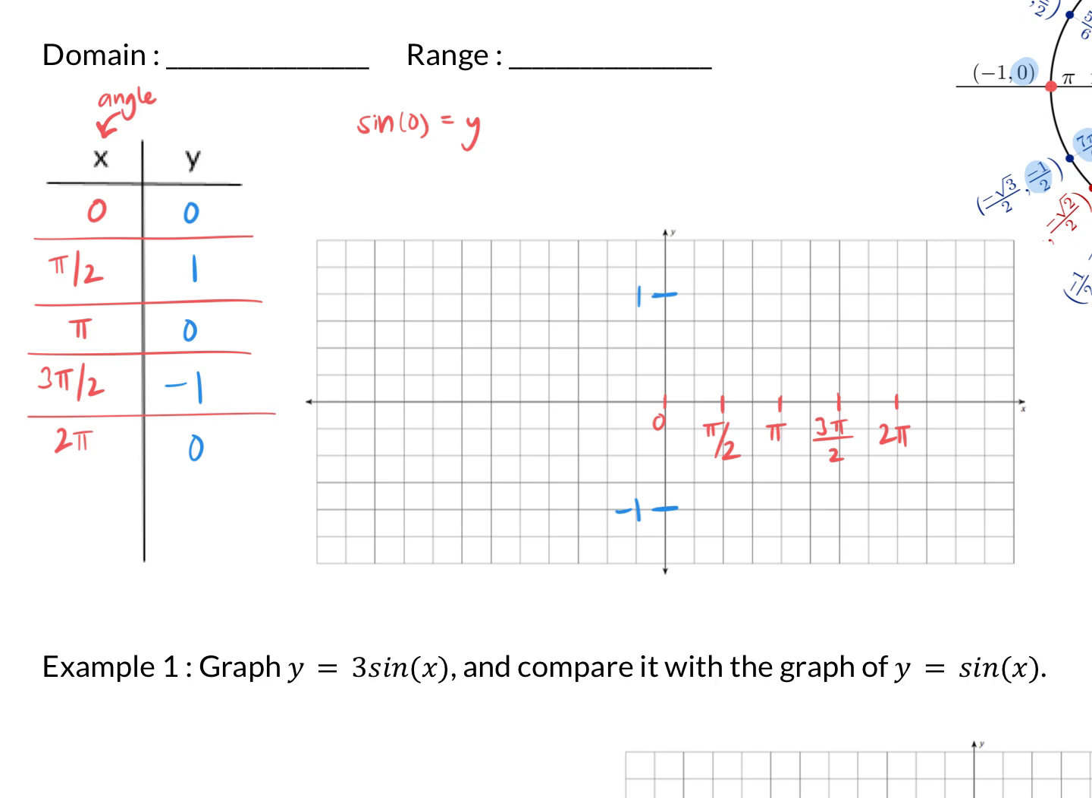And now we just plot our points. I'm going to start with 0, 0. Plot our point at 0, 0. Pi over 2, comma 1. Pi, comma 0. And then 3 pi over 2, comma -1. And 2 pi, comma 0. Okay, all these points are exactly directly from the unit circle. They are the y values on your unit circle at that angle measure.